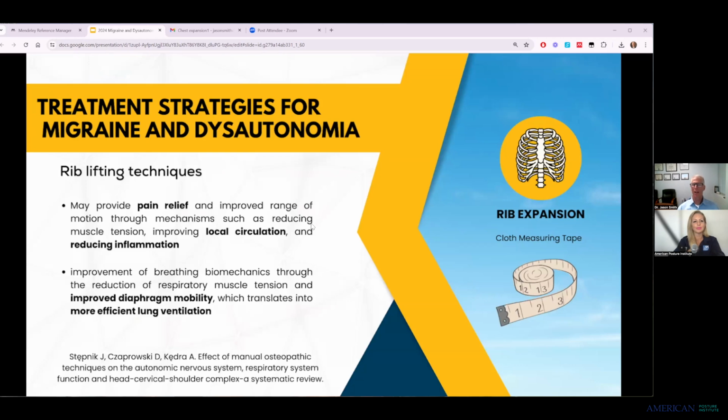So I found not a lot of papers on the lifting techniques that I've used. I have adapted some of it from Dr. Carrick, and I've done my own sort of style. But what I found is people who get rib expansion improvements also have symptom decrease. Their pain goes down, their circulation improves, and the thought in this paper was we're improving the diaphragm mobility, and that means your lungs ventilate better.